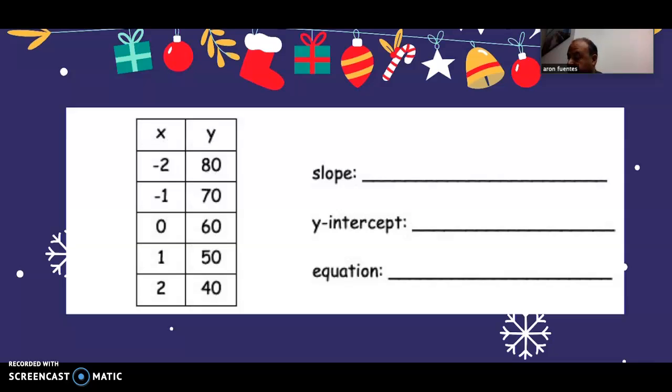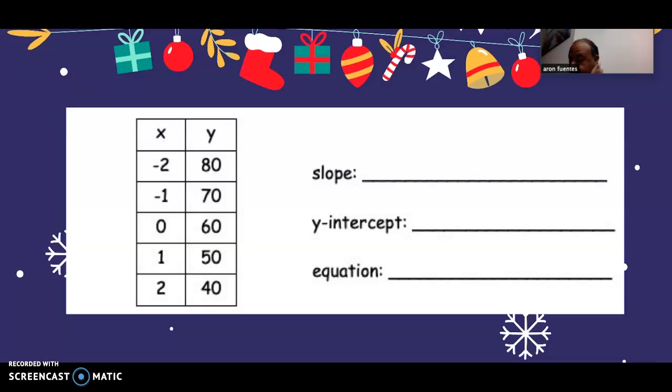Okay, so now that you've had a few minutes to try and work out the problem on your own, let's go ahead and come back together as a class and work it out together, okay? Now, as I go through the problem, I need you to make sure that you take notes on your paper. Here we have a table and they give us the values for x and y.